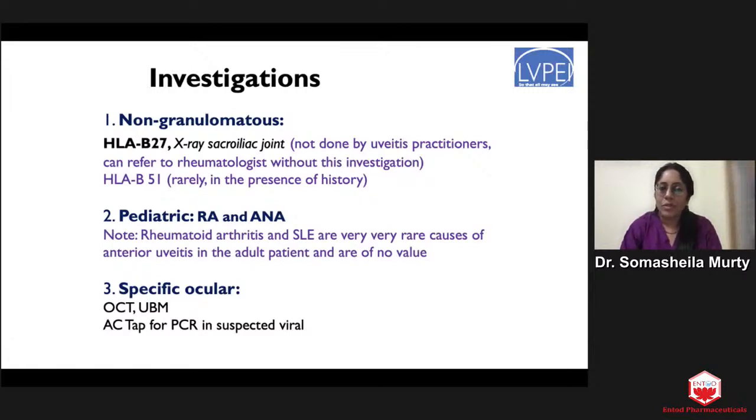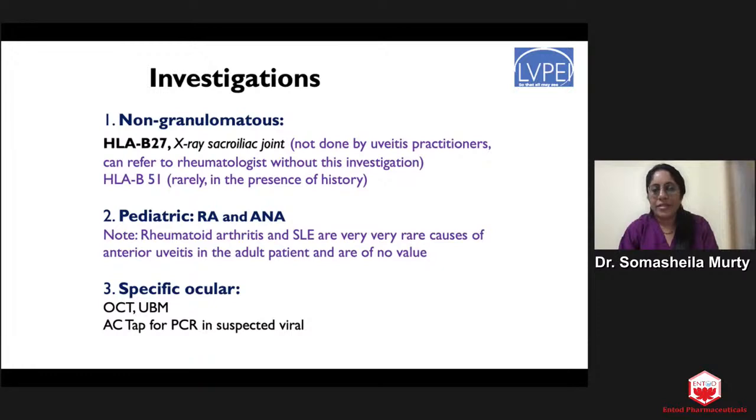They can go to the government setup, or if they have insurance, to whichever hospital. We have a good network of rheumatologists. So I do get the HLA-B27 done myself, and the rest of the investigations I leave to the rheumatologist. And sometimes if the patient has a certain history, then we might get an HLA-B51, B52 done. So for non-granulomatous, pretty much HLA-B27, that's it. No need of urine routine microscopy, no need of CBC, ESR, all the other investigations that were mentioned.